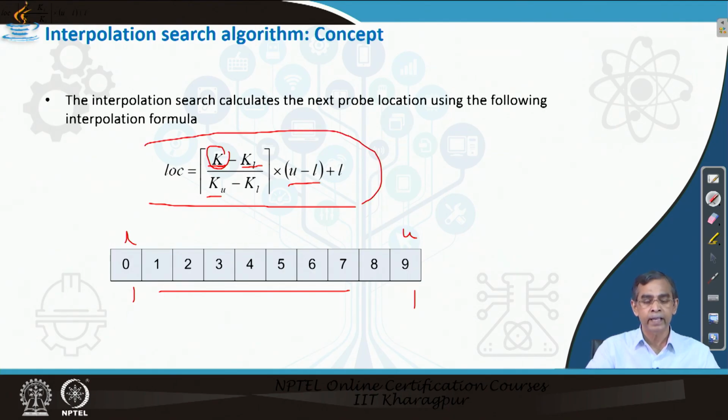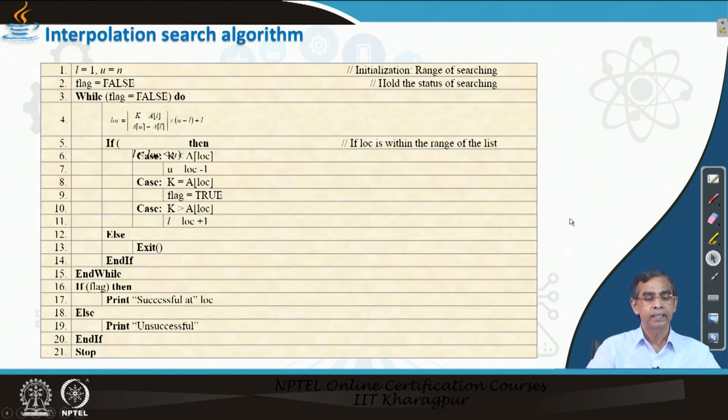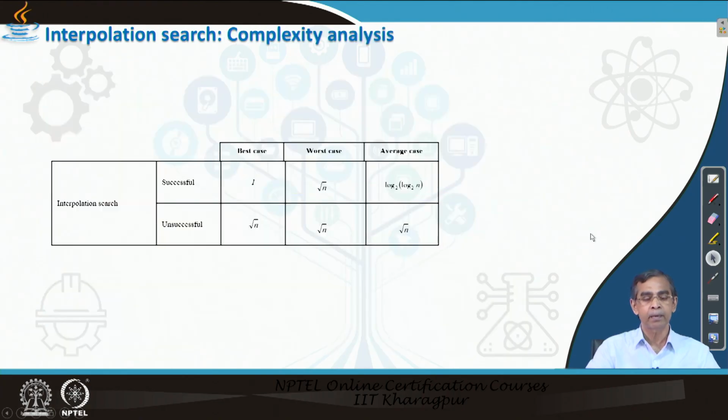So this formula can give you, for a given key, the nearest location that we have to probe or hit. This formula is important, and based on this concept everything else is the same as the binary search algorithm. The only difference is that here we have to calculate the position where we should hit, instead of the simple middle location followed in binary search. The algorithm is written here. You can follow the same algorithm, only this part is different: the interpolation location calculation, not the middle. Other parts are the same.